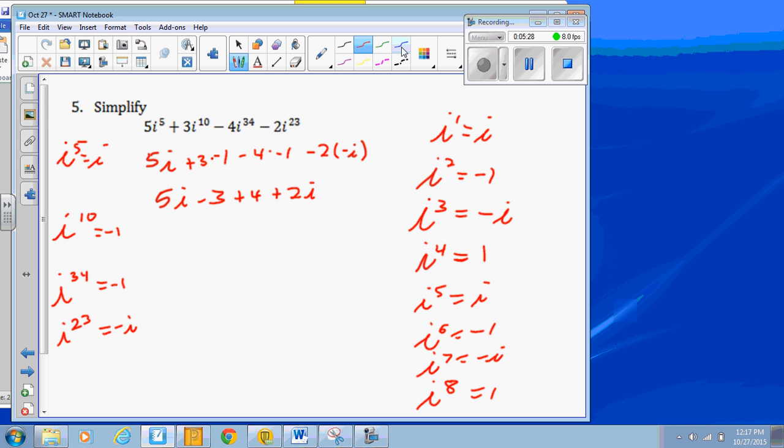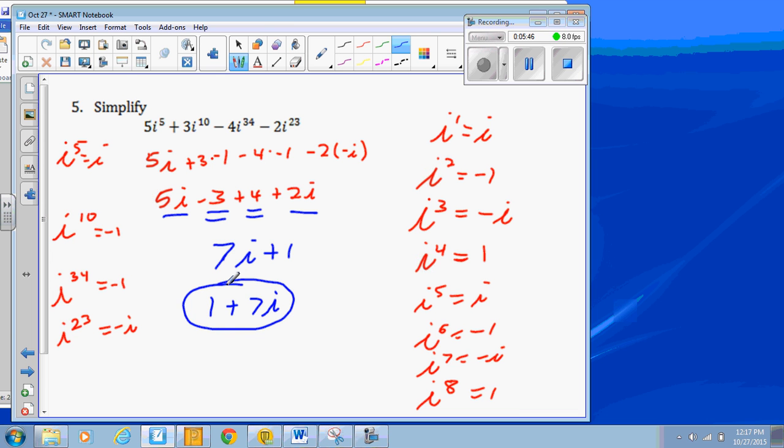And now what I have is a very simple problem. I combine like terms. So that's going to be 7i. And then these guys, 7i plus 1. We put the i part at the end, so the answer will be 1 plus 7i. That's what I'd like to see for the answer.